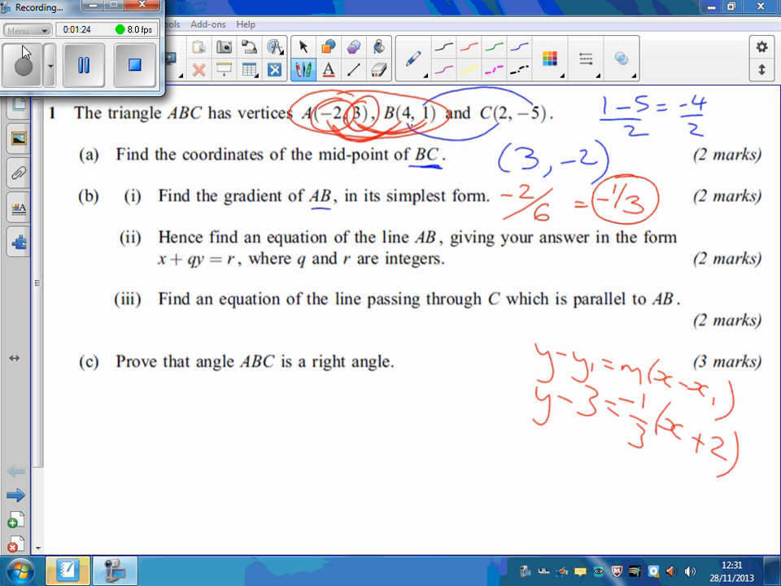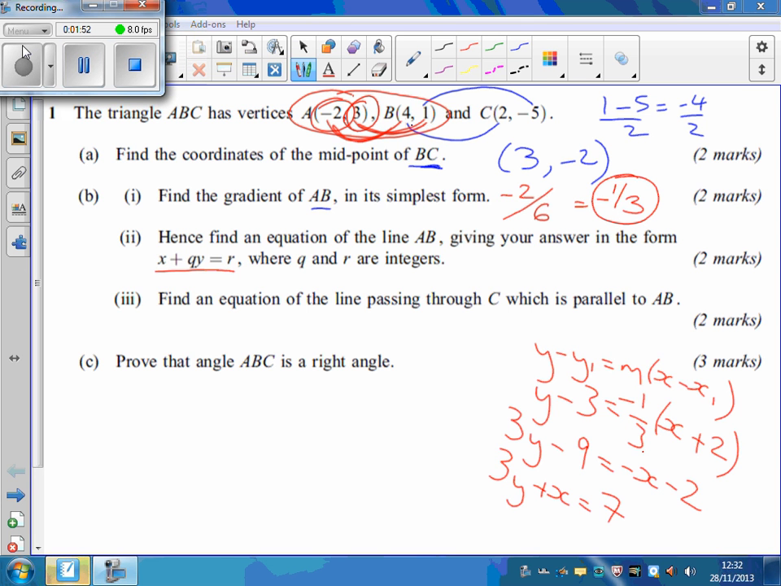Now we can't just leave it like that, we've got to tidy it all up and stick all these things on one side. So let's times everything by 3 to start with. Timesing this all by 3, and we've got -1 times all of that. So let's work those things out. If we add x to both sides and add 9 to both sides, we get through to the answer we're looking for: x plus 3y equals 7.